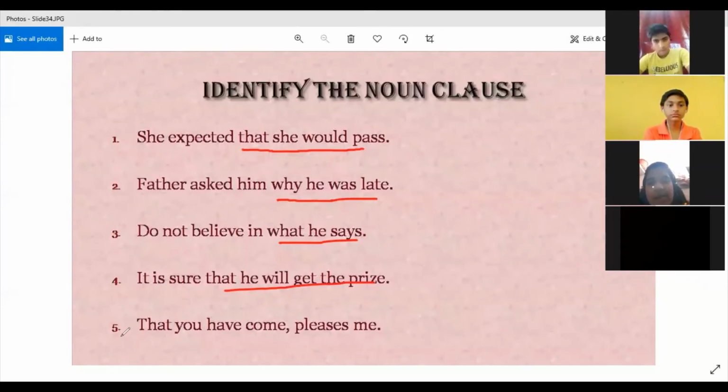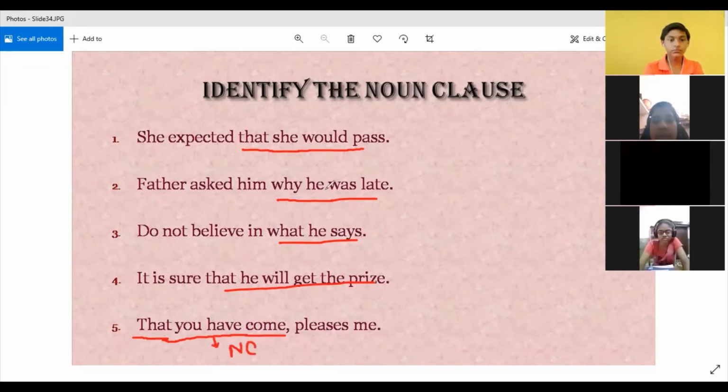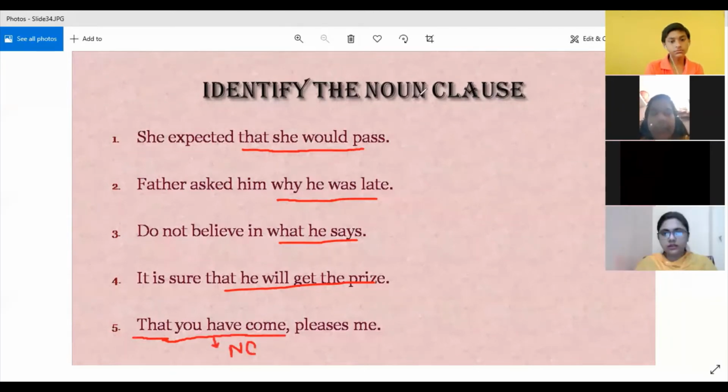That is the subordinating conjunction over here. Any clause which begins with a subordinating conjunction is a subordinate clause. That you have come. What pleases me, that you have come. So this becomes our noun clause. Don't expect the noun clause or any subordinate clause to be present only at the end.